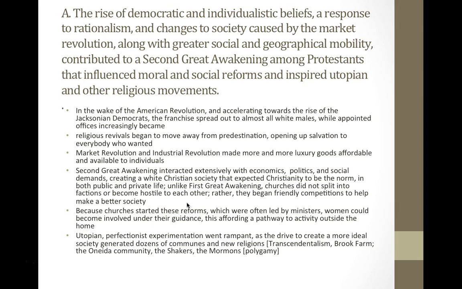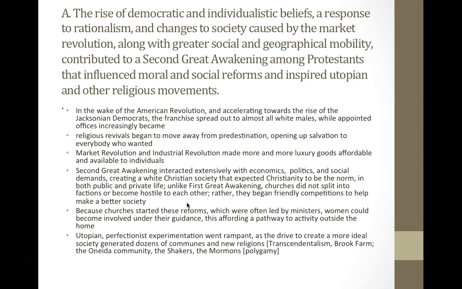All right. Because churches lead the reforms and not the government, women can be involved. So we're going to start to see women actively involved in what before would have been considered a political arena. These social reforms usually used to be taken care of by the government. With the Second Great Awakening, now they're going to be taken care of by churches, and therefore women are going to get very, very actively involved.